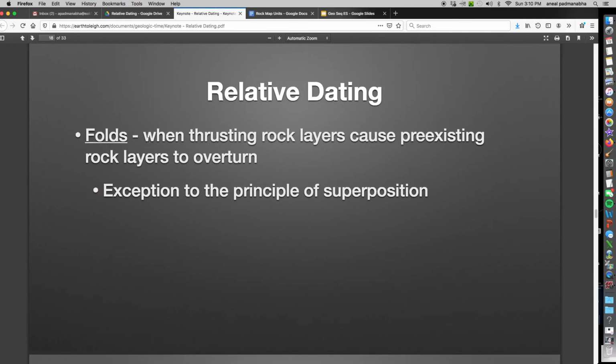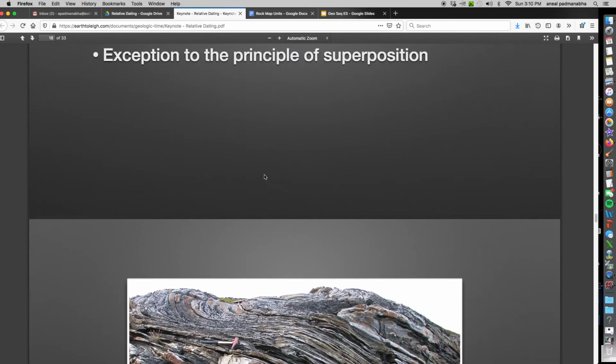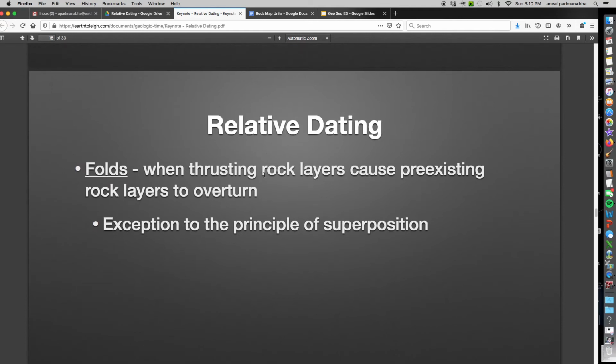Folds. Folds, thrusting of pre-existing rock layers. You can have a plume of magma coming up, and it'll move things and bend them out of shape and make it all look weird and have them folded. The Black Hills are a good example. You have a big magma plume coming up here, and it bent the rocks all out of place. But nonetheless, you can get folds.